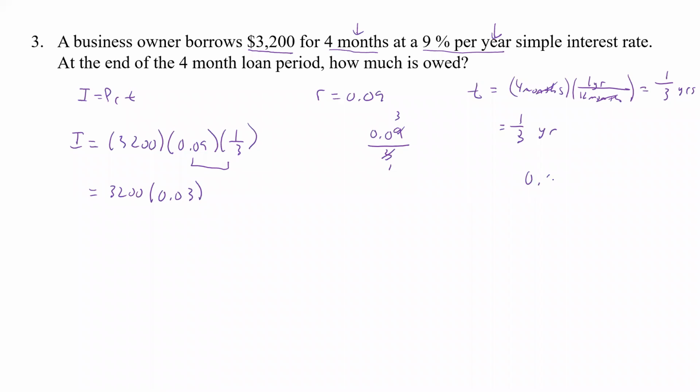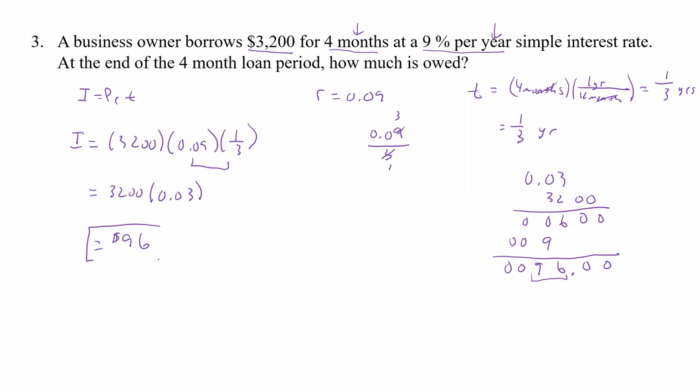So 0.03 times 3,200. And so I get 0, 0, and that's a 6. And then there's 0 and a 0. So if we want to put all those in, and this is a 9 and a 0 and a 0. So it's 0, 0, 6, 9, 0, 0. And we have 2 decimal places. And so when you look at that, all we really have is I equals $96. And so that's how much interest we earned, or actually had to pay over those 4 months. So that's how much was paid for interest.